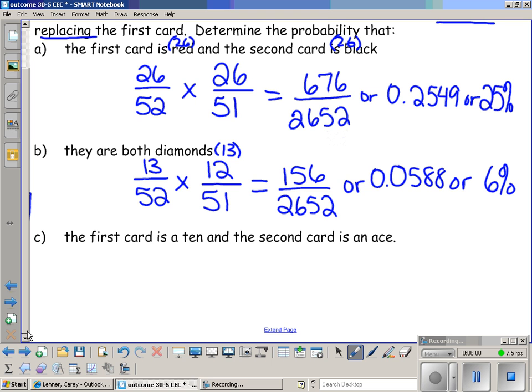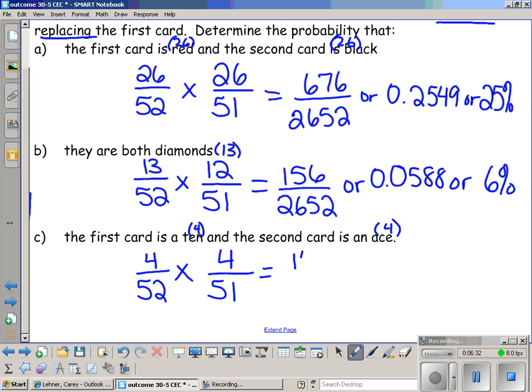Now we want to look at the first card is a 10 and the second card is an ace. There are 4 10s in a deck. There are 4 aces in a deck. So let's make our first draw. We have 4 10s to choose from out of 52 cards. We pull a 10. There are only 51 cards left for us to choose from. We now want to pull an ace. We pulled a 10 the first time, so there are still 4 aces left in the deck.